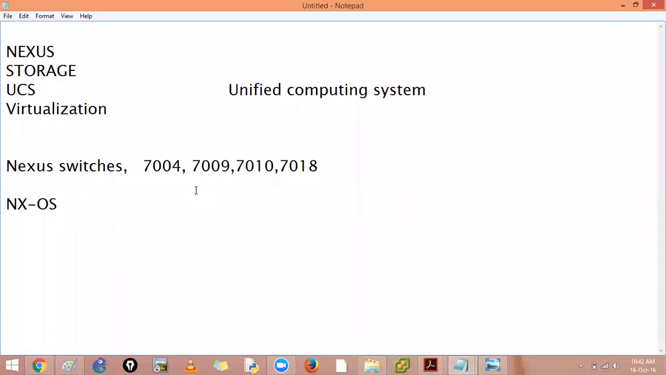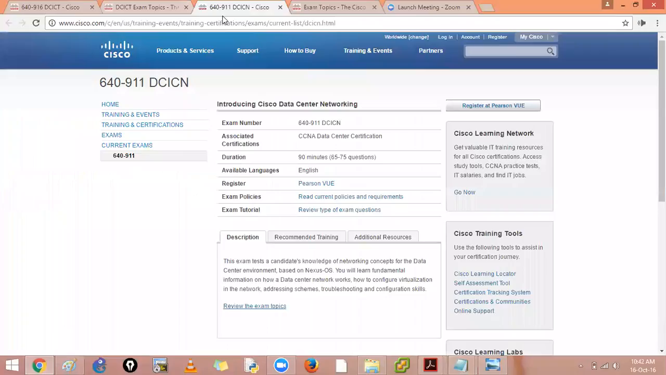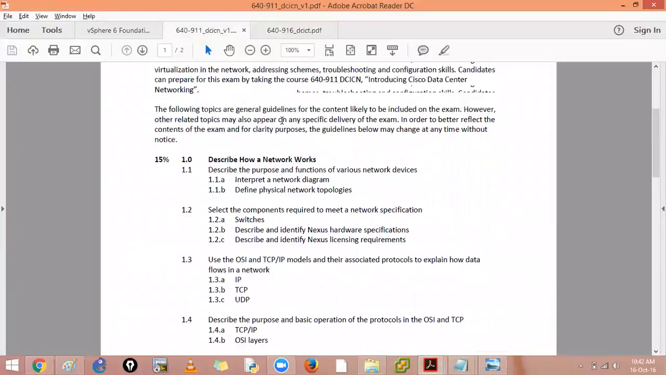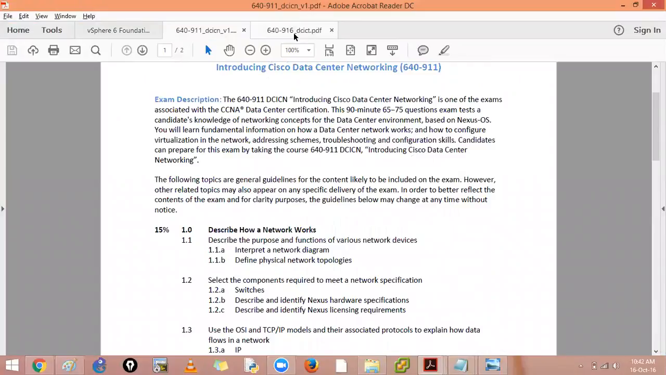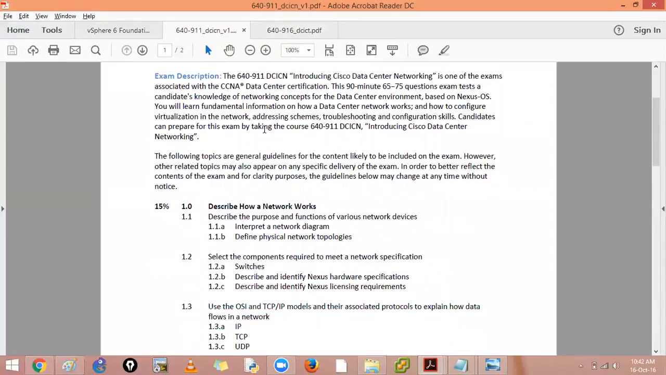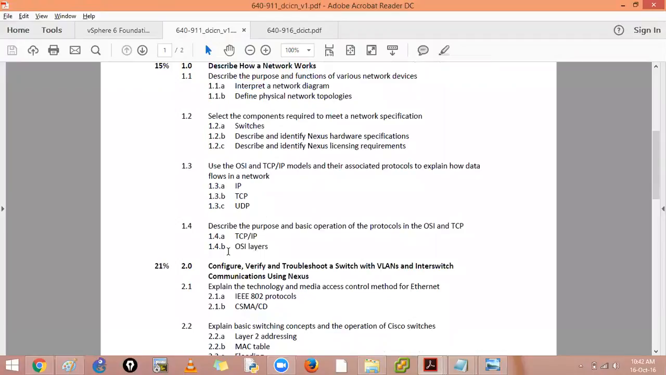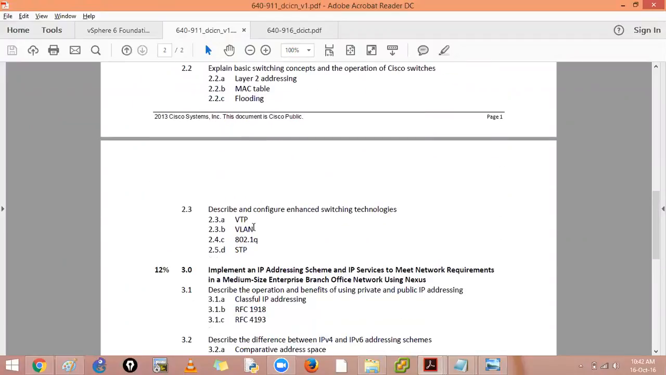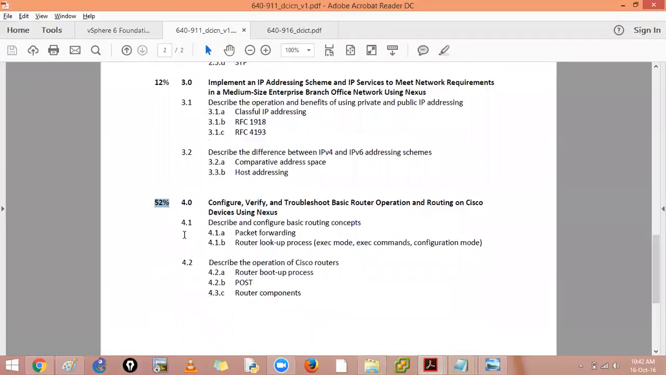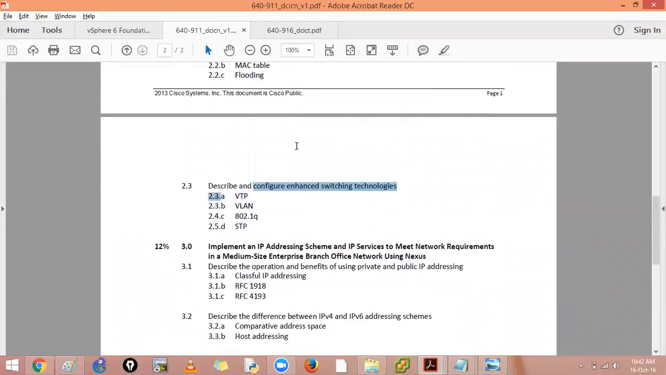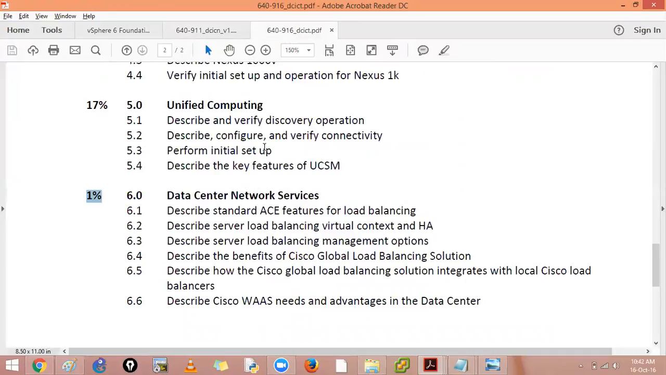So in your CCNA data center, we have seen the blueprint 911, and we have also seen the exam topics. So 911 and 916, two exam topics for us. In 911, we have all the description, interpreting network diagrams, basic stuff that we discussed earlier. And the major part, 52%, is your Nexus operating system. So for 911, you should have a little idea about this, although we will discuss them. And 916 is the important one that we were discussing earlier.